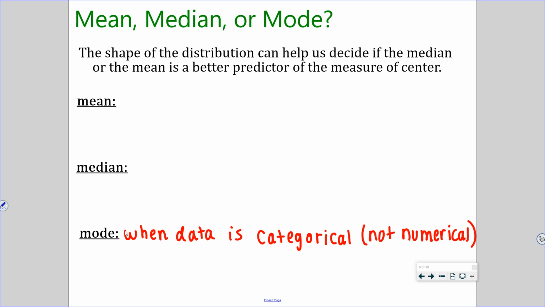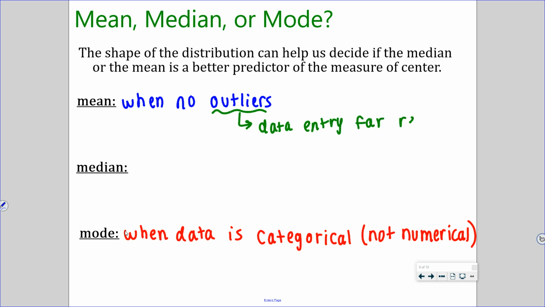So the mean is the best predictor of the middle when there's no extra super high or super low or skewed values. So when there's no what we call outliers. So we did talk about this actually recently. An outlier is a data entry far removed, so either really high above or really low from where the other entries are.